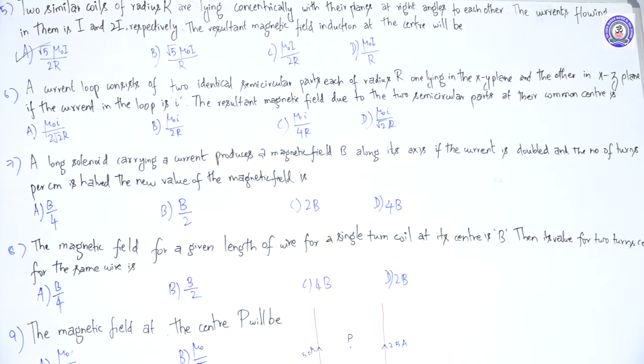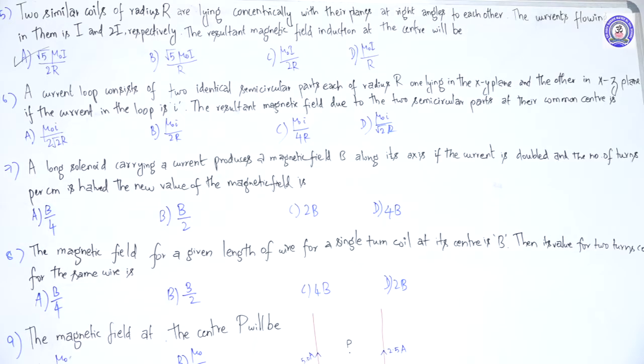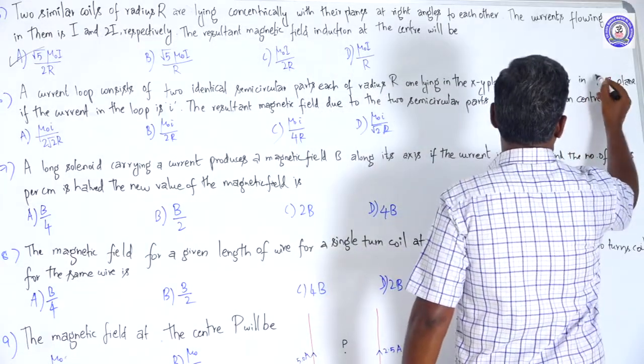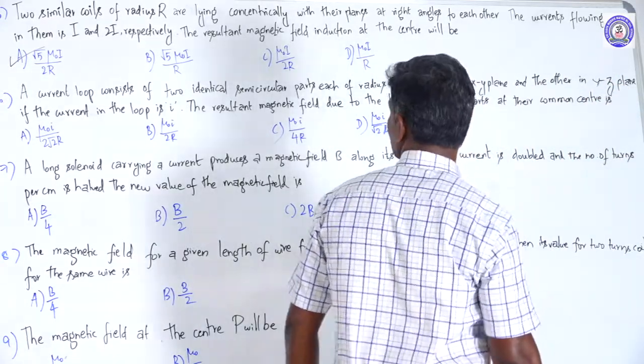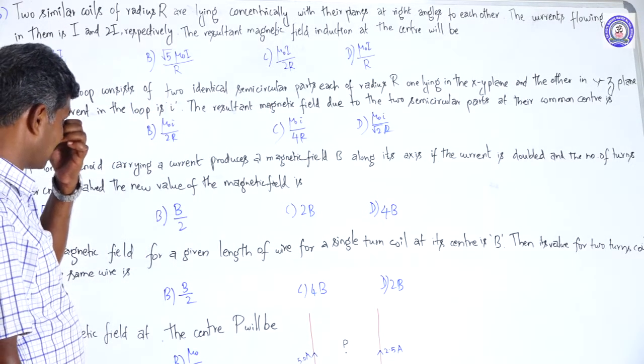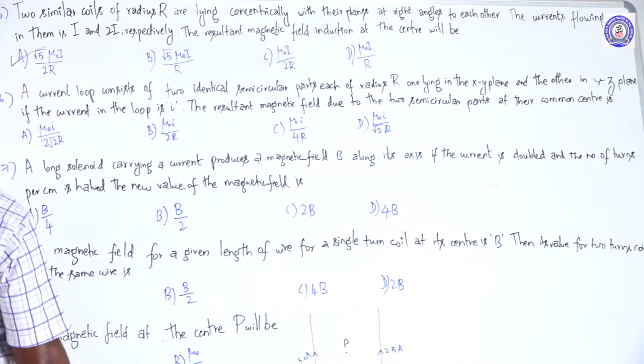Next is the sixth question. A current loop consists of two identical semicircles, of the same radius, made up of the same wire. Semicircular parts each of radius r, one lying on the xy plane and the other lying on the yz plane. If the current in the loop is I, the resultant magnetic field due to the two semicircular parts at their common center will be.